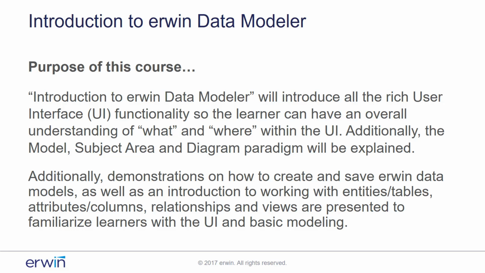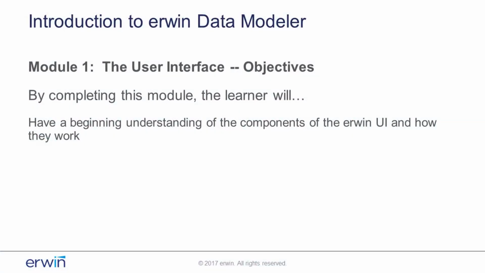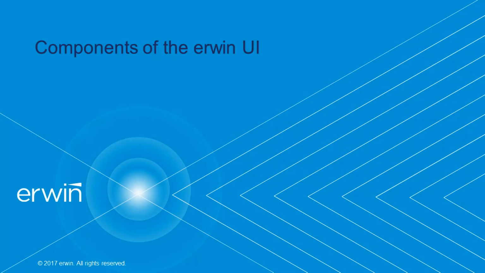attributes, relationships and views. In the first module, let's take a look at the user interface from the top of the screen down to the bottom. I'll do my best not to read every slide out loud. In my experience, that interferes with understanding. You're ready? Here we go.